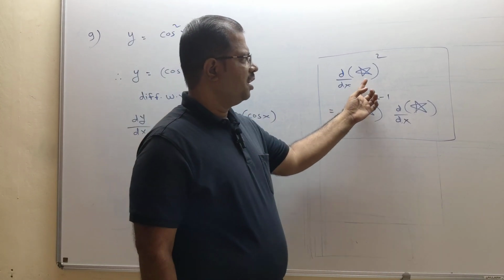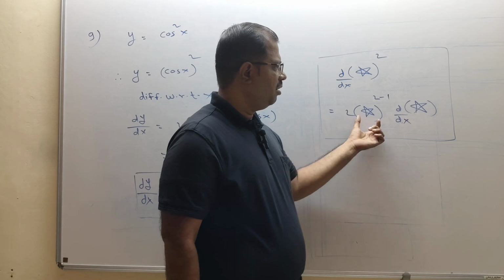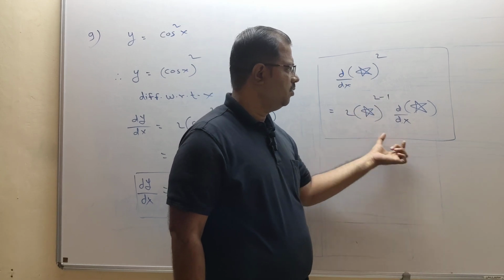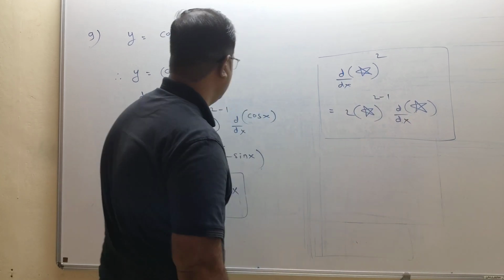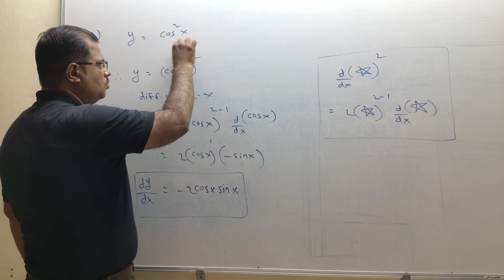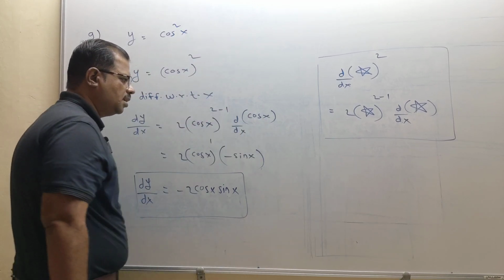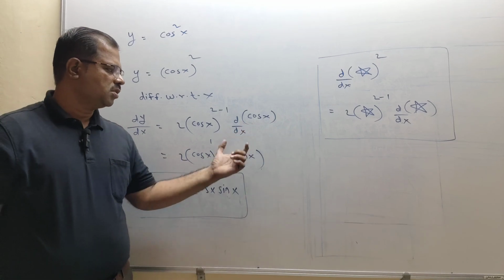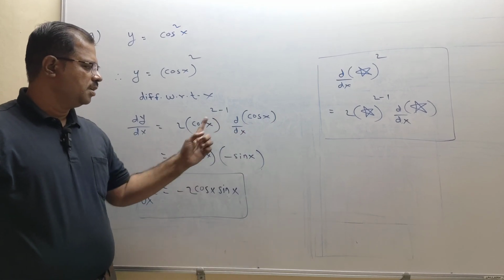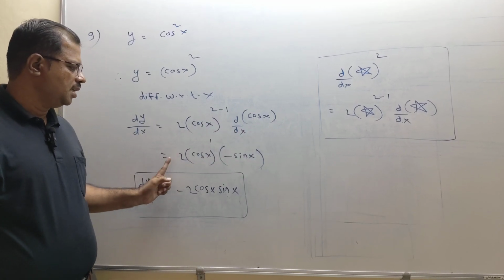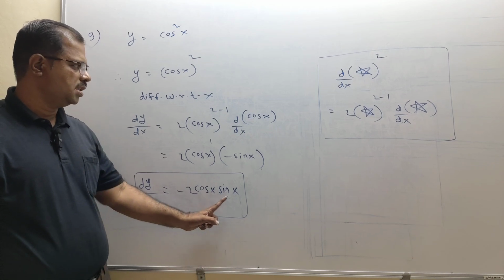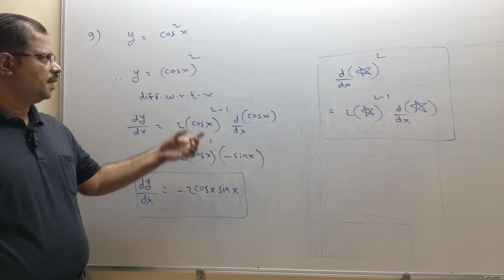D by dx of fx raised to n is n into fx raised to n minus 1 into derivative of fx, write in numerator. Derivative of cos x raised to 2 is 2 into cos x raised to 2 minus 1 into derivative of cos x in numerator. Derivative of cos x is minus sin x, 2 minus 1 is 1. Taking minus sign outside, minus 2 cos x into sin x is the answer.